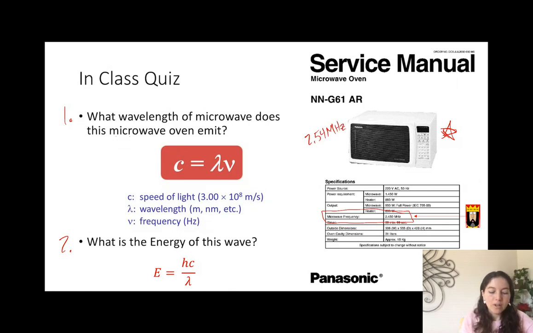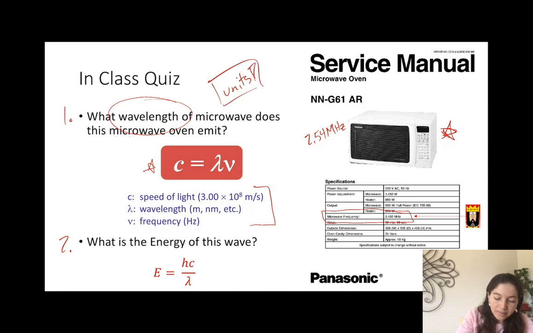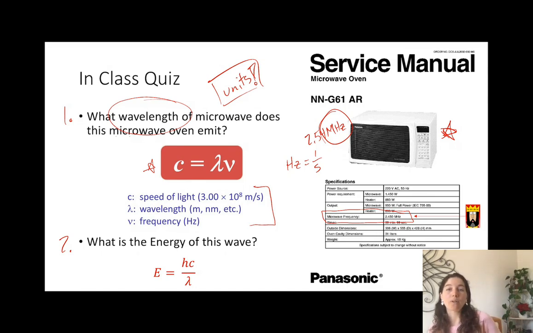I'm going to ask you to find out what wavelength of radiation the microwave outputs based on this information. You can use this equation here. I've given you some of the useful values and units. Pay very close attention to units here. Make sure things cancel, okay? And remember that hertz is in inverse seconds, 1 over seconds. You'll also need to convert this megahertz to hertz in order to be able to answer this question. So go ahead and give your best shot at answering number 1.